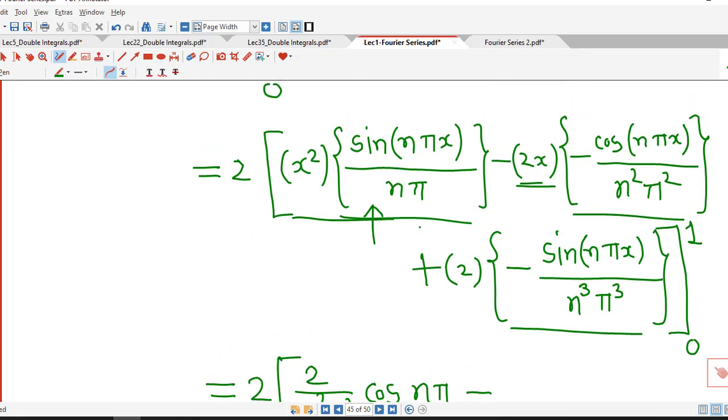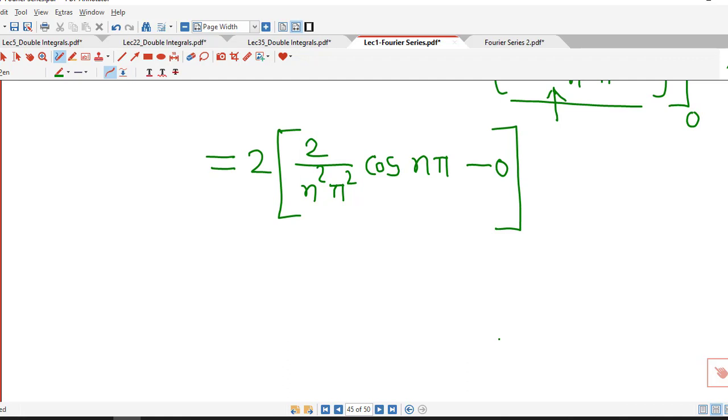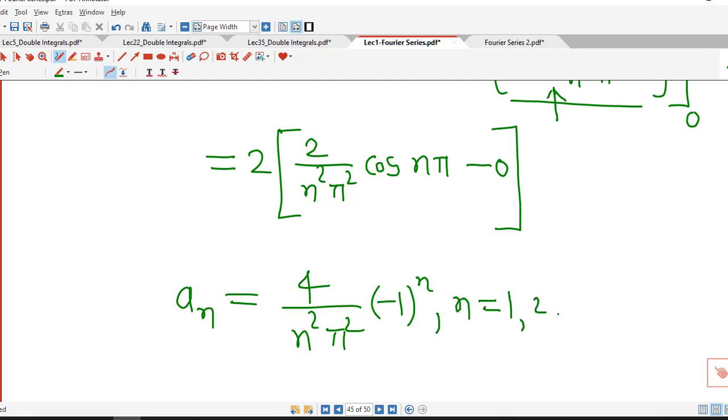Now when x is 0, this term is going to be 0, this is also 0 due to x in the product, and because sin 0 is 0, this is also 0. So there is no non-zero contribution from x equal to 0. So this is equal to 4 divided by n square pi square, and cos n pi is minus 1 raised to n. So these are the coefficients an, n equal to 1, 2, 3 and so on.